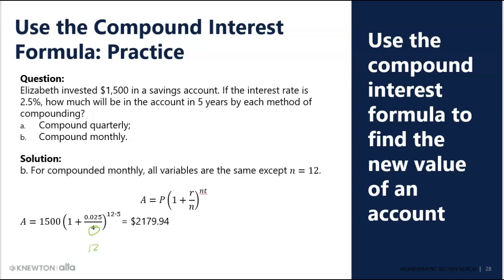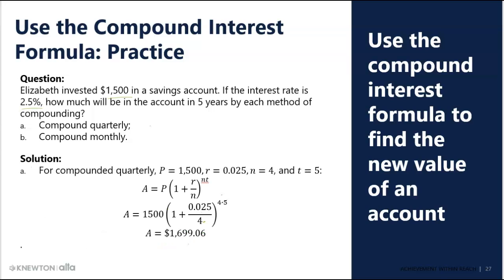1,500, 1 plus 0.025 divided by 12, parenthesis, exponent, parenthesis. I could just write 60 or 12 times 5. Actually, that should be 1699.50. Sorry, I believed what the textbook author had for me. I thought that was an awful lot more. It is a little bit more than when you compound quarterly, like 44 cents more.